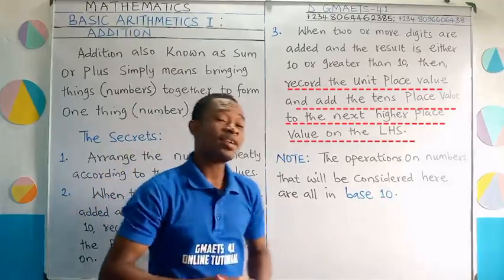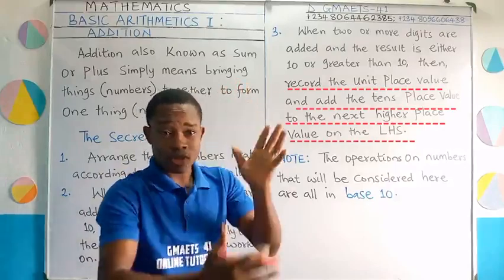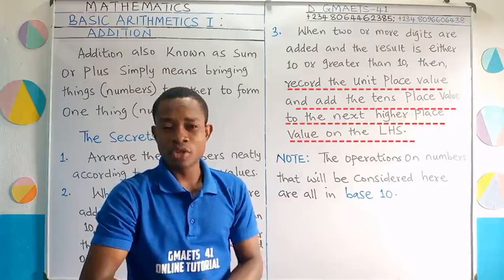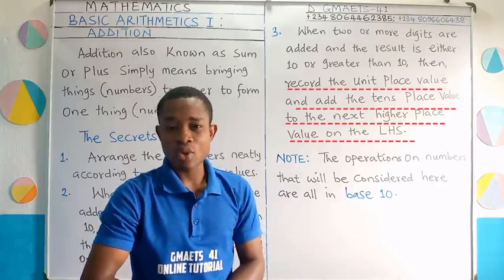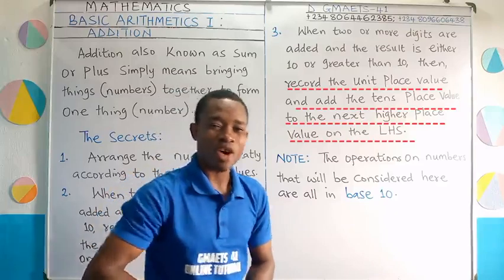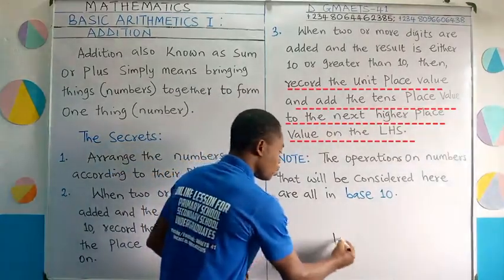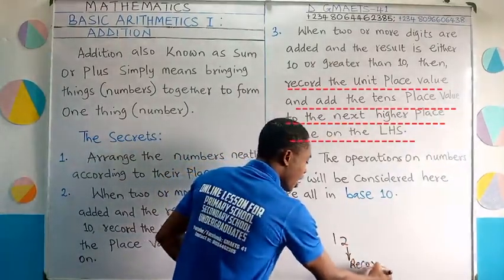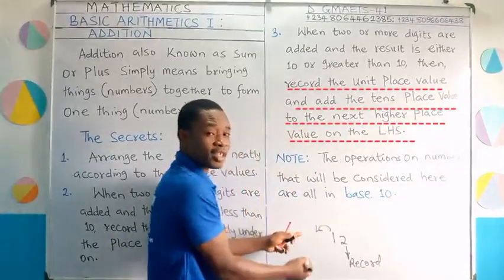I'll give you an example. Let us assume that you add up a particular number, that is numbers under a particular place value, and the answer I gave to you is 12. Now if you get that 12 is a two-digit number, what do you do? Simply record the unit place value. In 12, the unit place value is 2. Is that not so? So you are going to record this one down. You record this, and then you move this one to the next higher place value on your left-hand side.